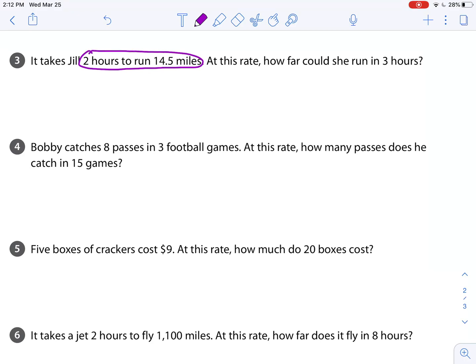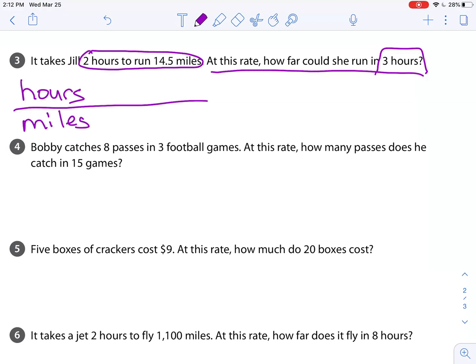It takes Jill 2 hours to run 14 5/10 miles. There's our ratio. And then it asks, at this rate, how far could she run in 3 hours? And 3 hours is our target. So, as always, we start with words. And we start with the ratio that's given, 2 hours and 14.5 miles. Now, the deal here is that our goal is 3 hours. So we think to ourselves, 2 times what equals 3? You can do it, but an easier way to do this problem is to go to the unit rate first.